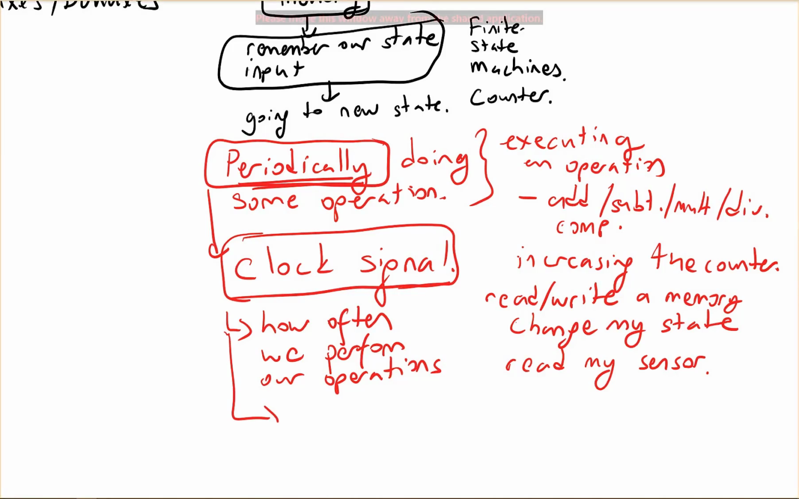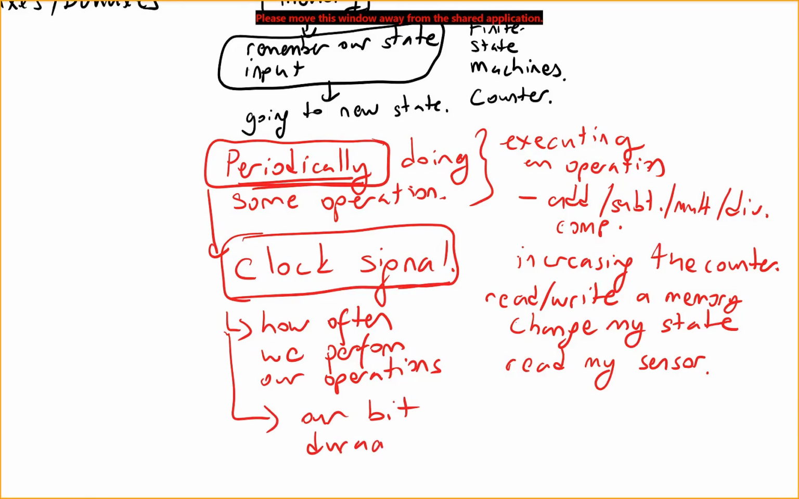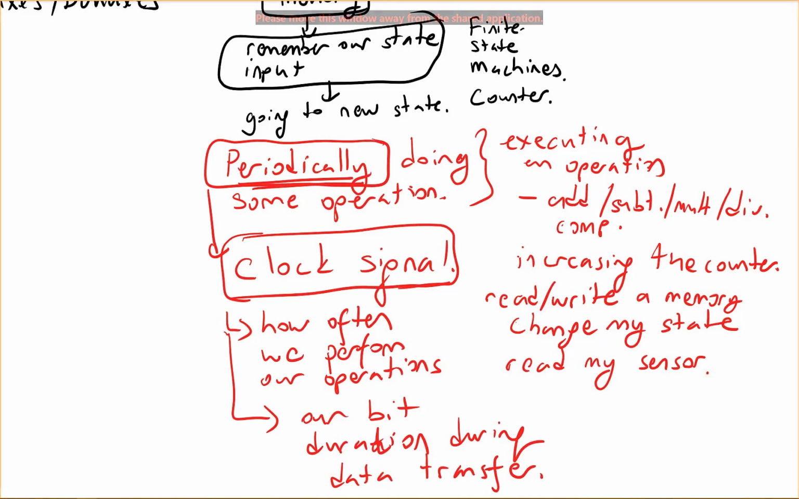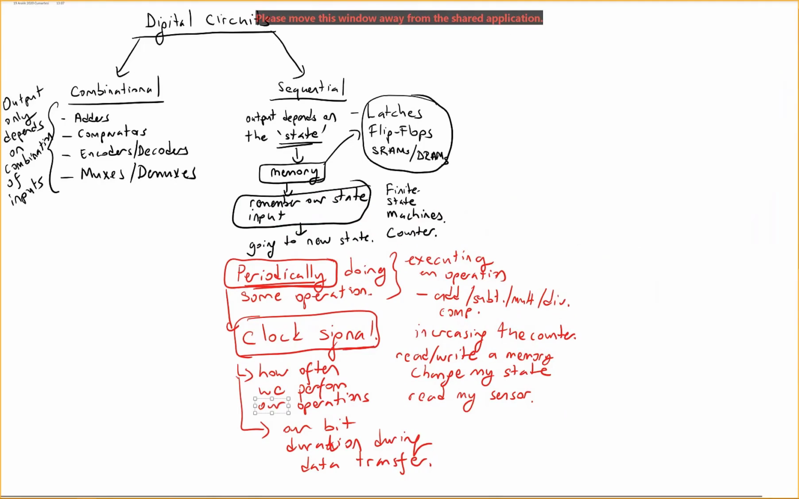It can also tell us our bit duration during data transfer, right? I am transferring some data, but what is the duration of my 0? What is the duration of my 1? This is what we have in these sequential circuits, right?